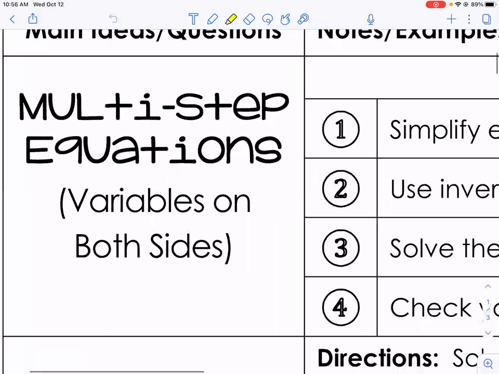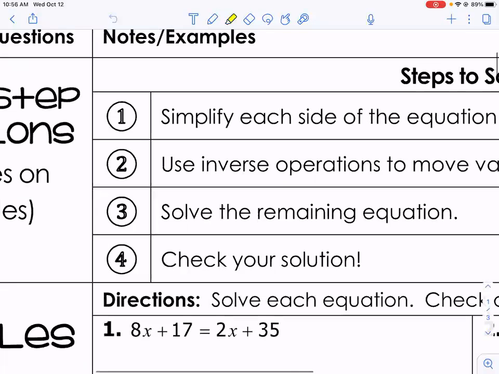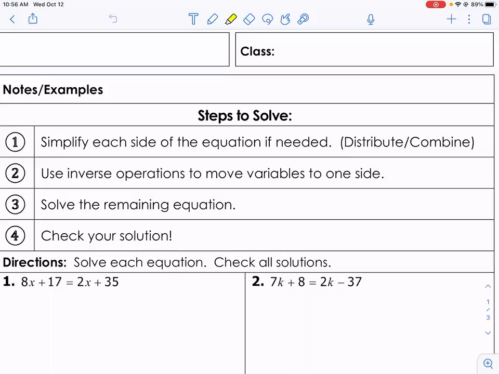Okay. So here's what we're gonna do. I have now combined step 1 and 2 from yesterday into one step, and I just wrote simplify each side. So that could be to distribute, or that could be to combine like terms. It could be one, it could be the other, or it could be both. But look at the left side. Do we need to distribute and or combine like terms? Look at the right side. Do we need to distribute and or combine like terms?